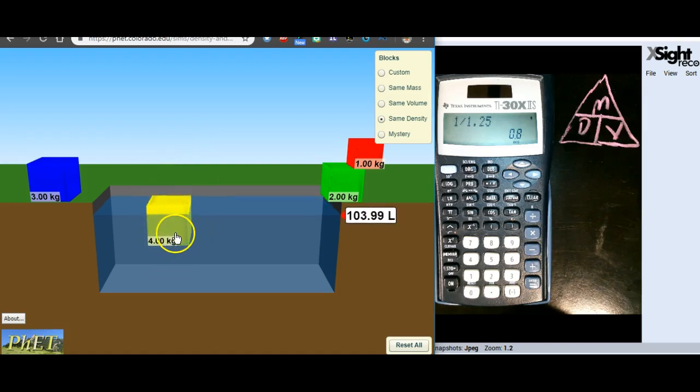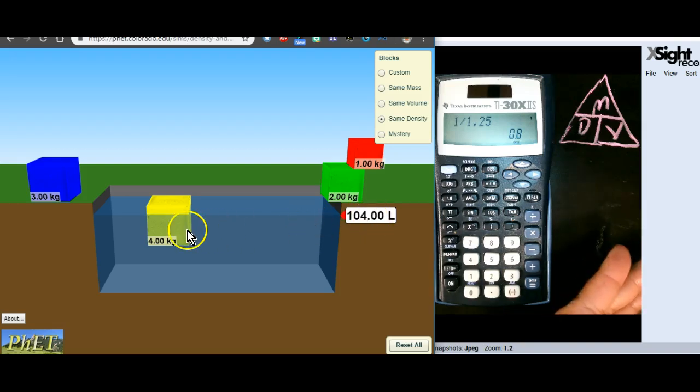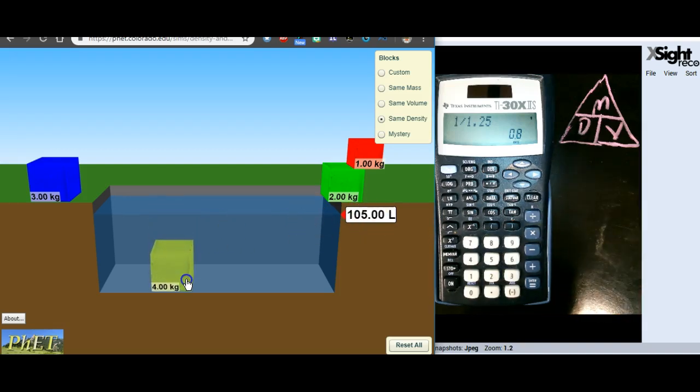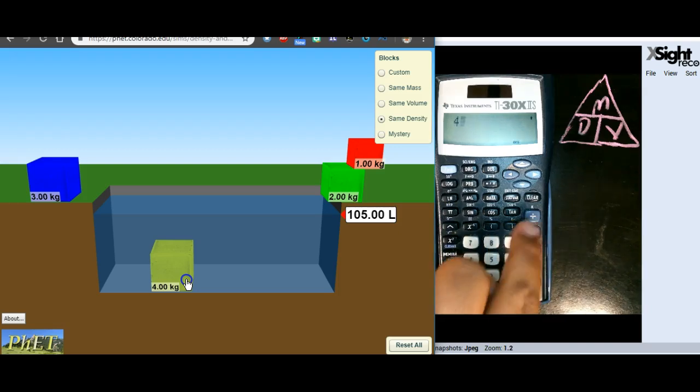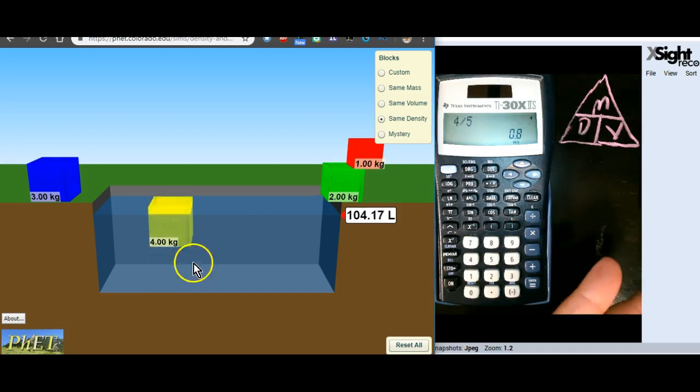Okay, so watch. Again, it's a floater again. You might think that it's 4 mLs. It's not. Again, I've got to drag it down. Okay, it's 5 mLs. So look, 4 grams divided by 5 mLs. Guess what? It gives me the same density, a density of 0.8 grams per ml.